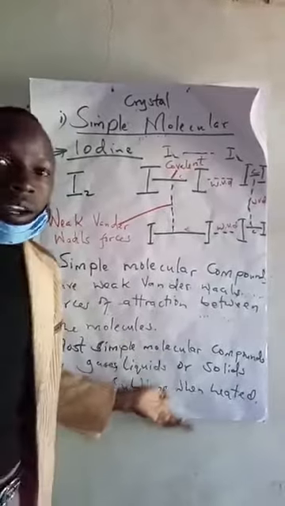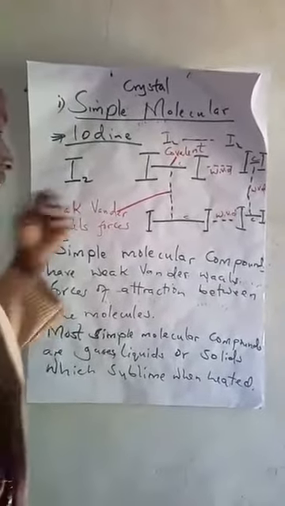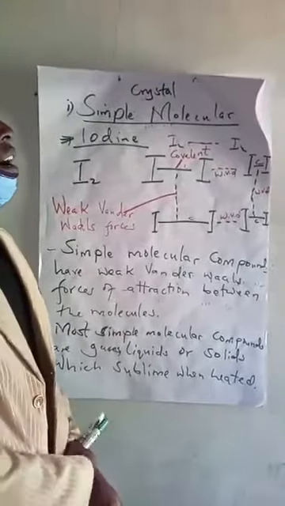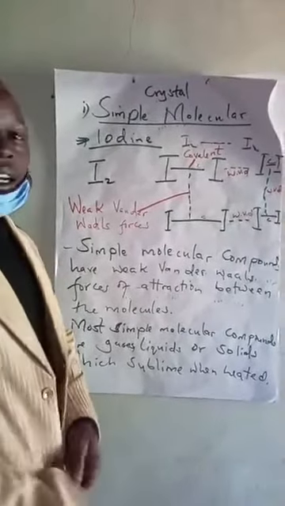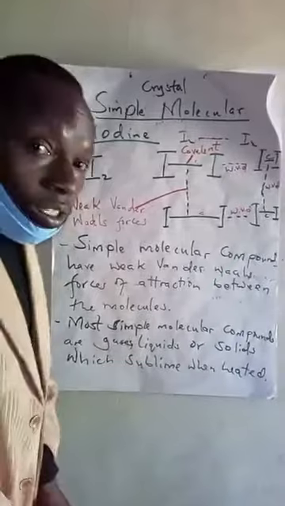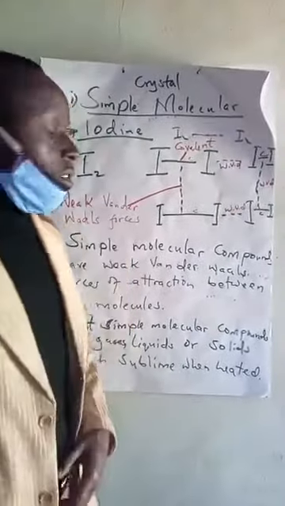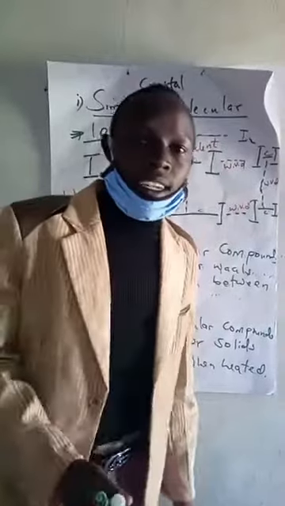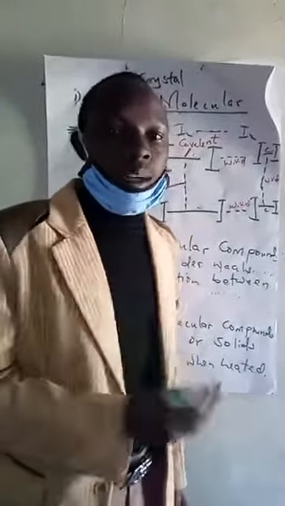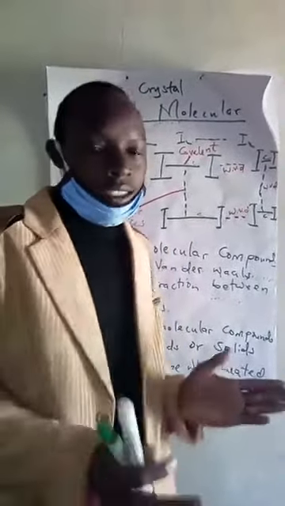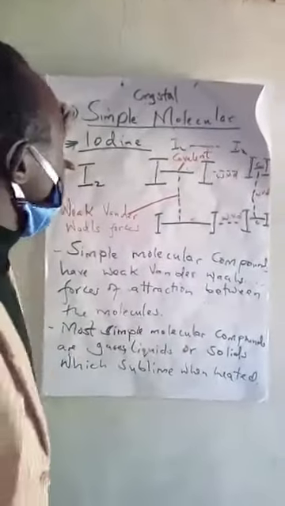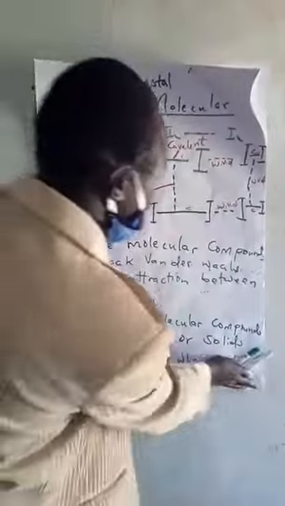That's why, when we were looking at the characteristics of group 7 elements, the halogens, we said their melting and boiling points increase down the group. Why does it increase down the group? Because there is an increase in the strength of intermolecular forces of attraction. So that is simple molecular compounds. Let us continue with the same.